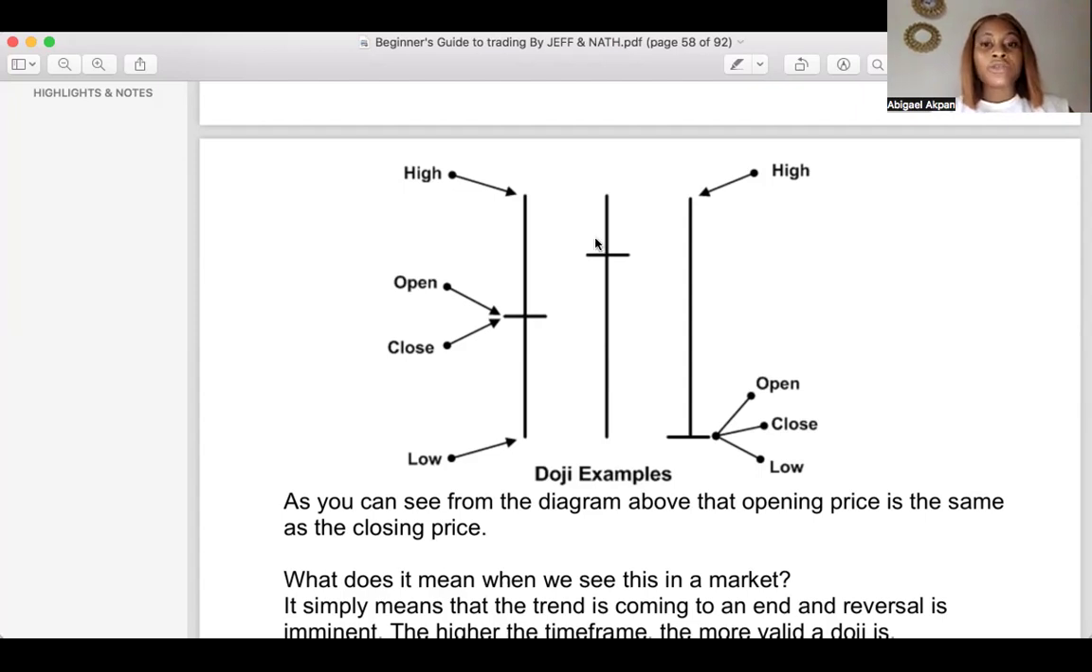But mind you, if the current trend of the market is an upward trend and this candlestick appears, wait for the next candlestick to confirm a bearish move. If it's in a downward market trend and this candlestick appears, wait for the next candlestick to close to confirm a bullish trend. That is how this candlestick reacts.